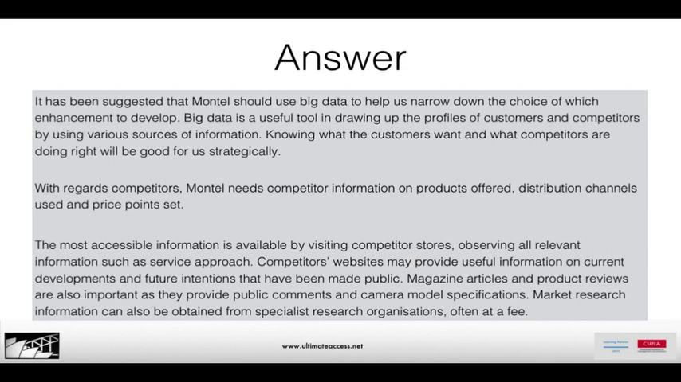With regards to competitors, Montel needs competitor information on products offered, distribution channels used, and price points set. The most accessible information is available by visiting competitor stores, observing all relevant information such as service approach. Competitors' websites may also provide useful information on current developments and future intentions that have been made public. Magazine articles and product reviews are also important as they provide public comments and camera model specifications. Market research information can also be obtained from specialist research organizations, but this often comes with a fee.